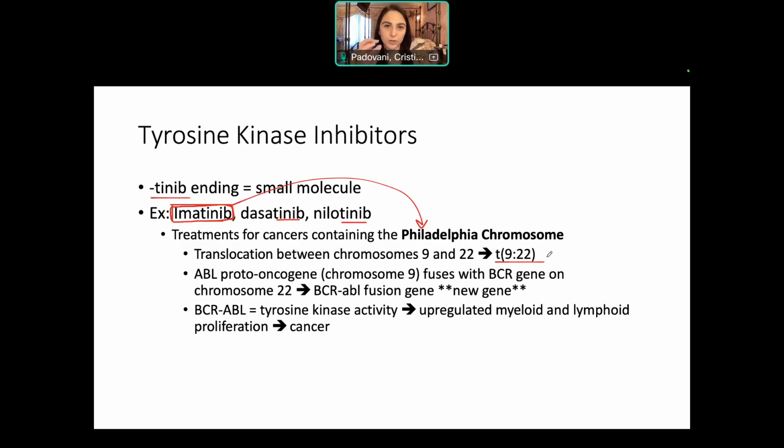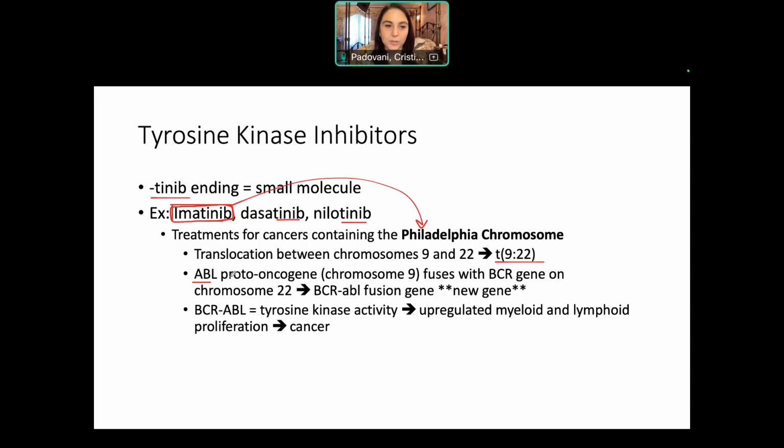But basically, with this translocation, you're not switching spots. When I hear translocation, I'm like, oh, are we transferring? Are we changing? You're making a brand new chromosome, basically, which is going to make a brand new gene. So you have ABL. ABL is a proto-oncogene. It's on chromosome 9.